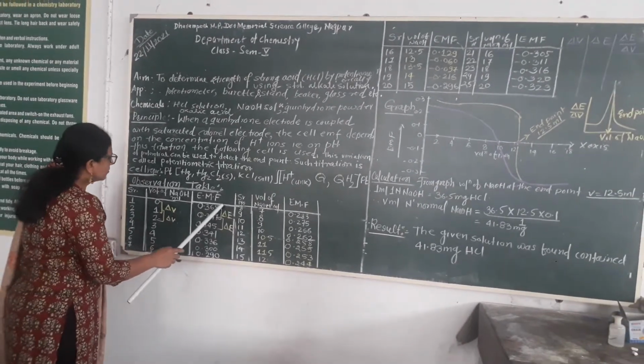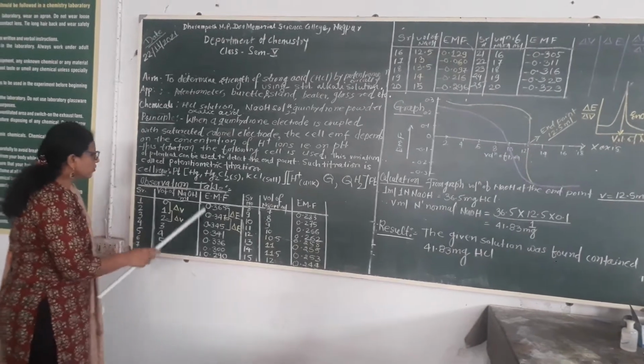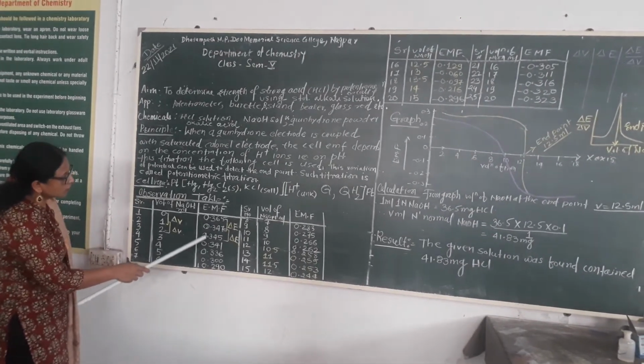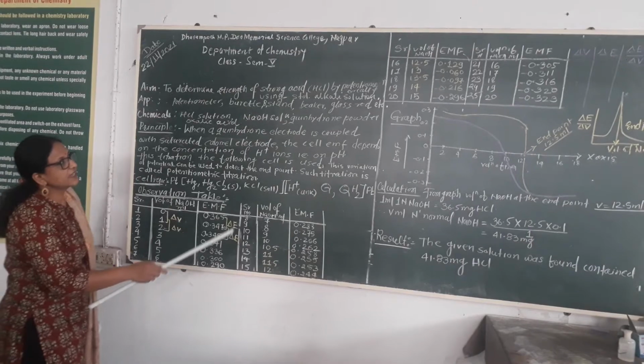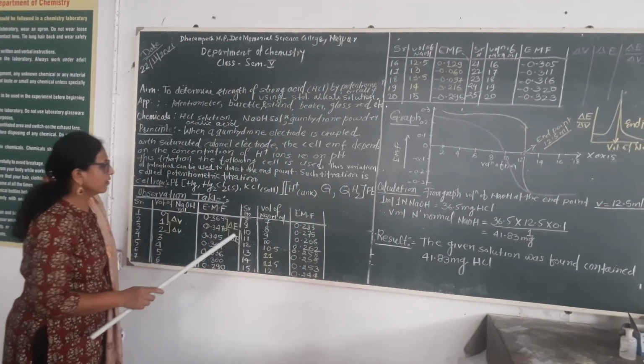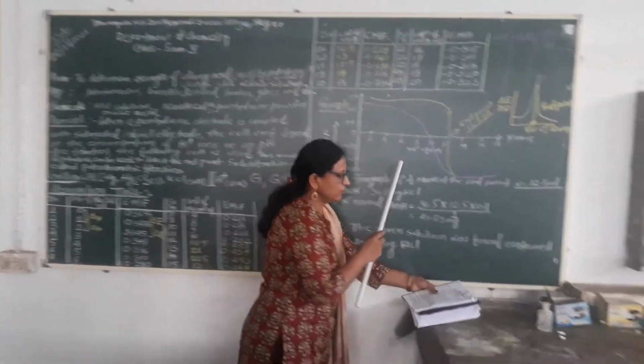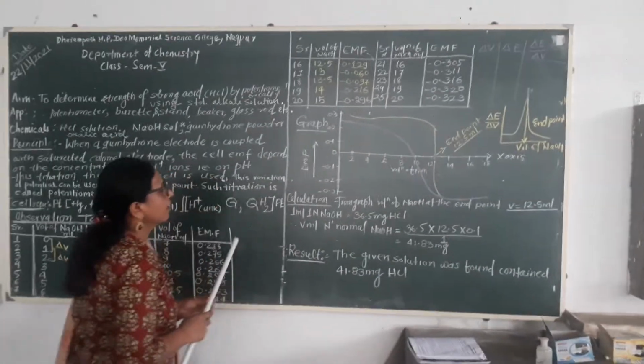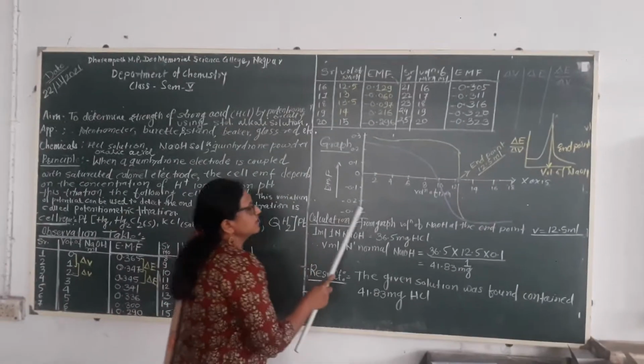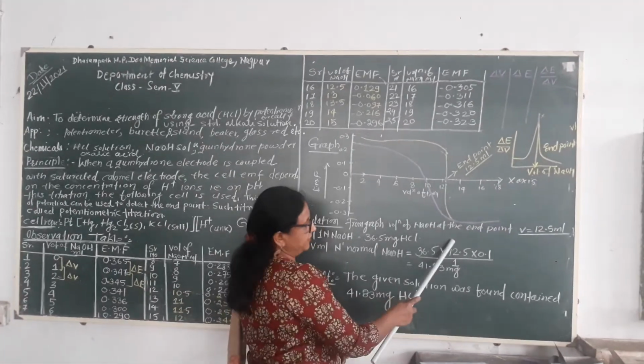Okay. Now the same procedure is repeated. From the observation, it was shown that there is a decrease in EMF. Now we have to plot the graph here: EMF versus volume of NaOH added.